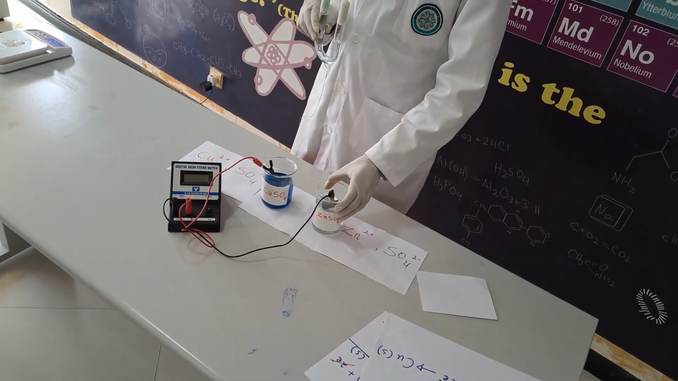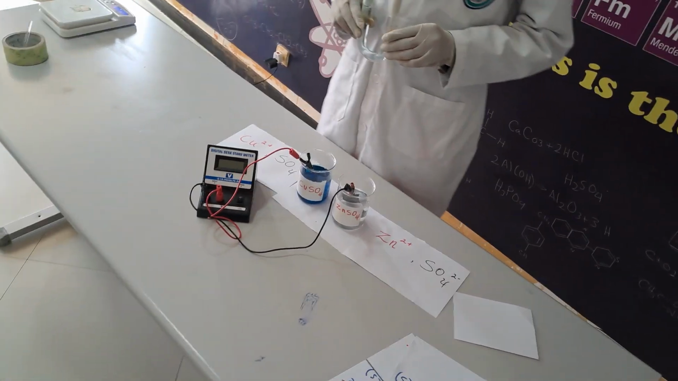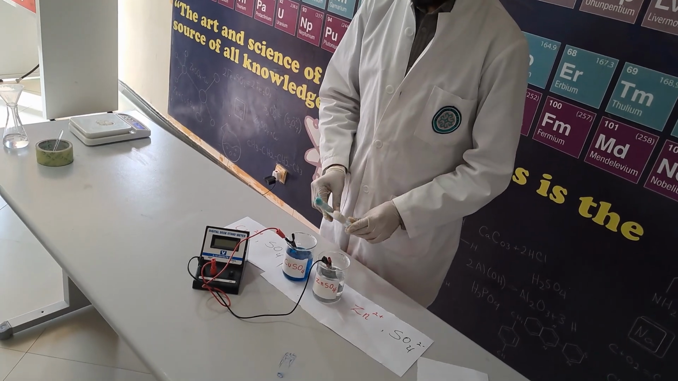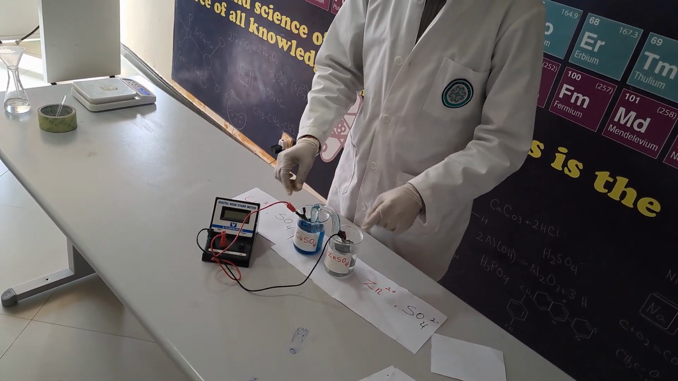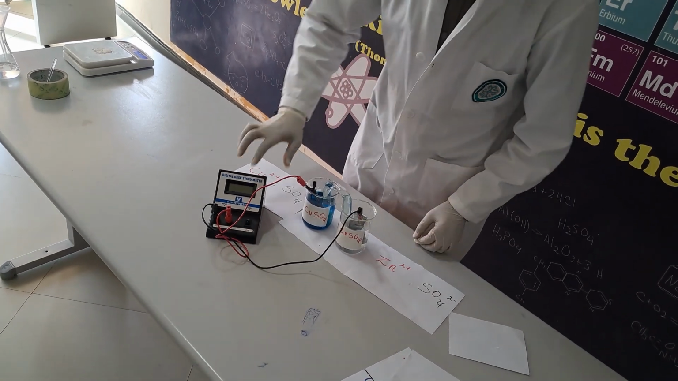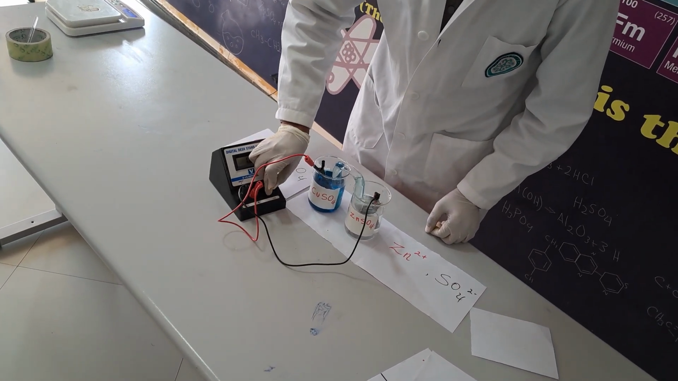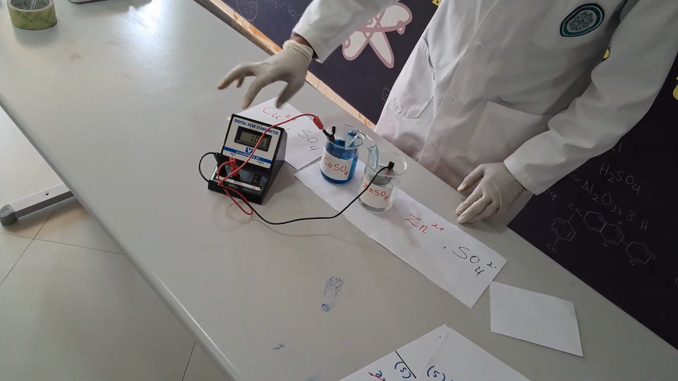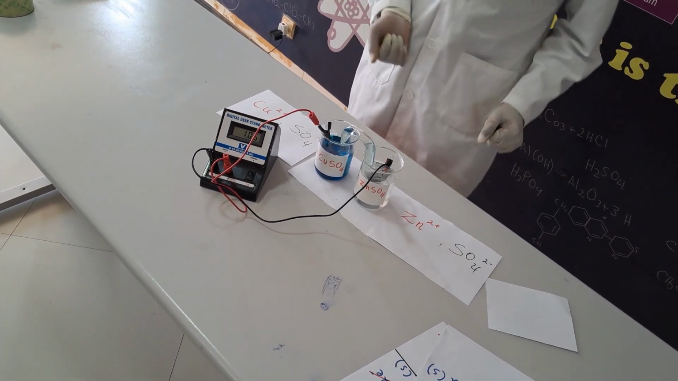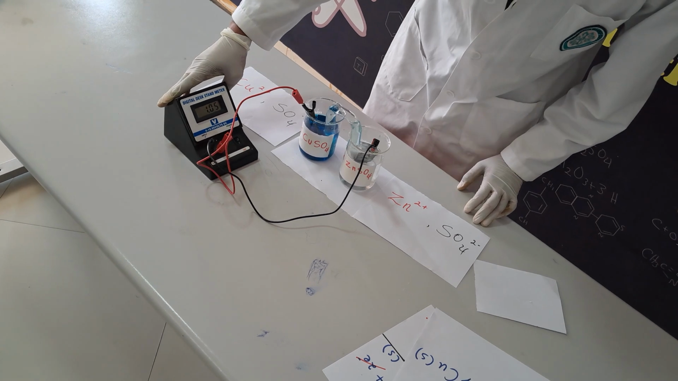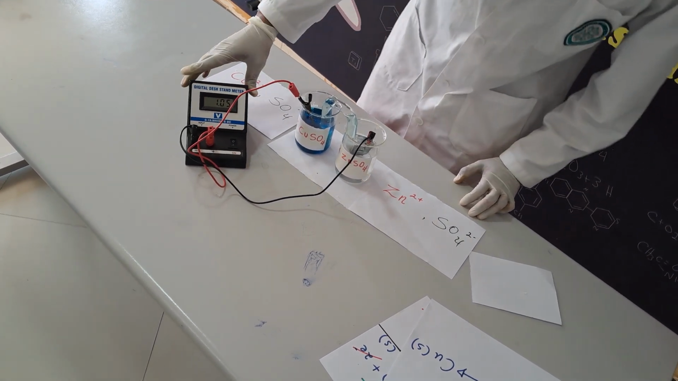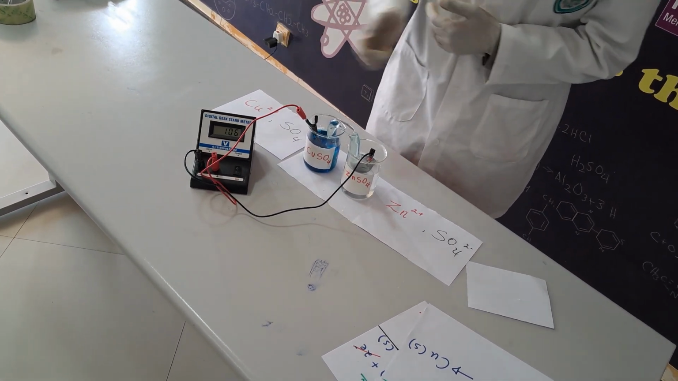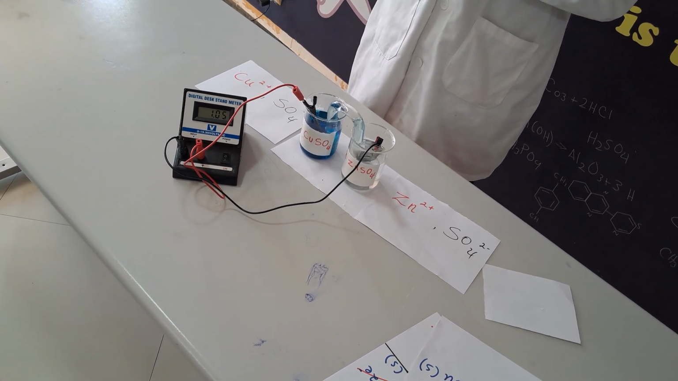Once I connect these two solutions using a salt bridge, we will start to see electricity being generated here. Okay, are you ready? So let's turn this on. Do you see that? As you can see, we have generated 1.05 volts of electricity using this cell. Let's give it some more time. It will somehow increase.